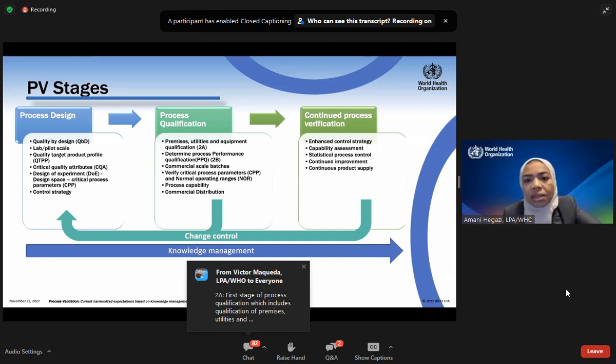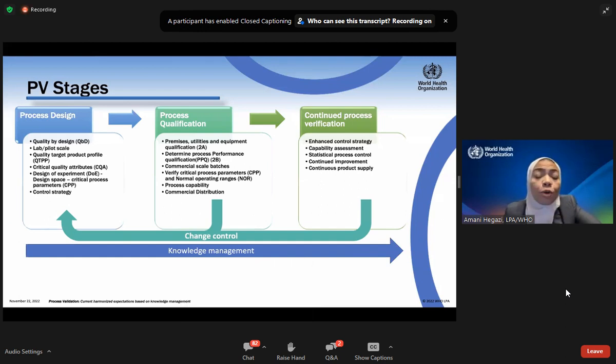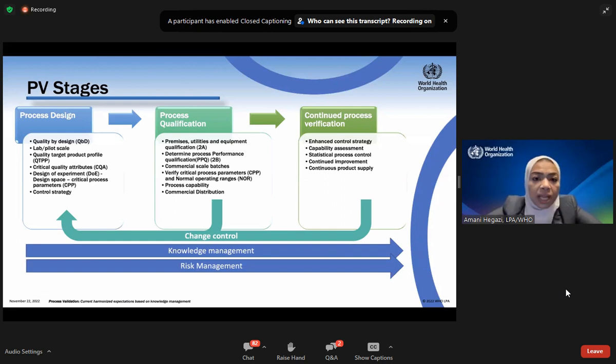During all the stages, there is knowledge management. It starts from the pre-qualification, from the pre-development stage, by collecting all the information relevant to the history, similar products from subject matter experts, and the knowledge attained through development and research, the knowledge attained through process capability study in the process performance qualification batches, and knowledge attained from continuous process verification. So knowledge management is continuous, and also risk management is applied in the different stages of process validation.